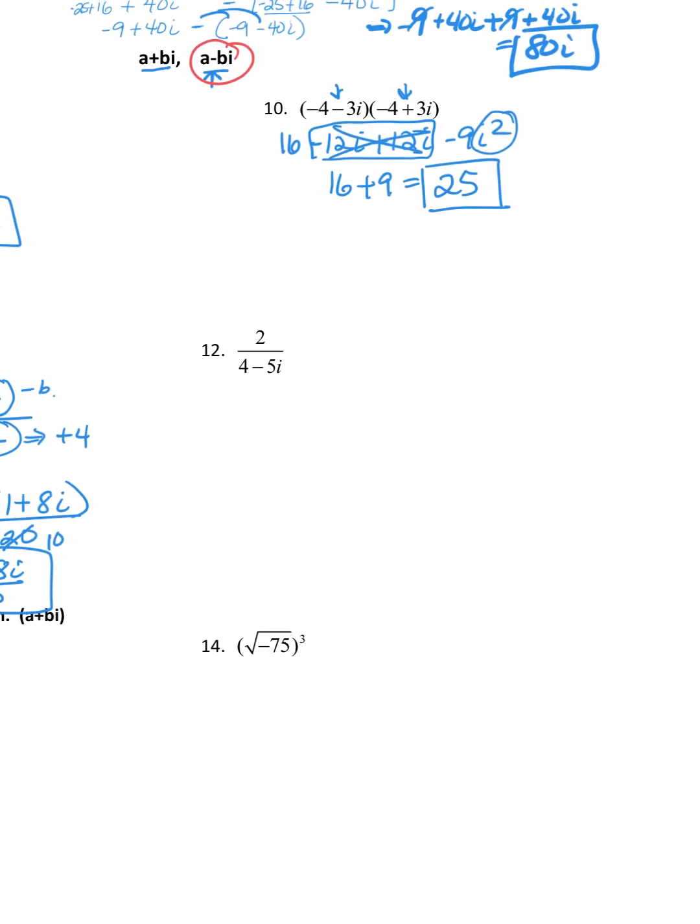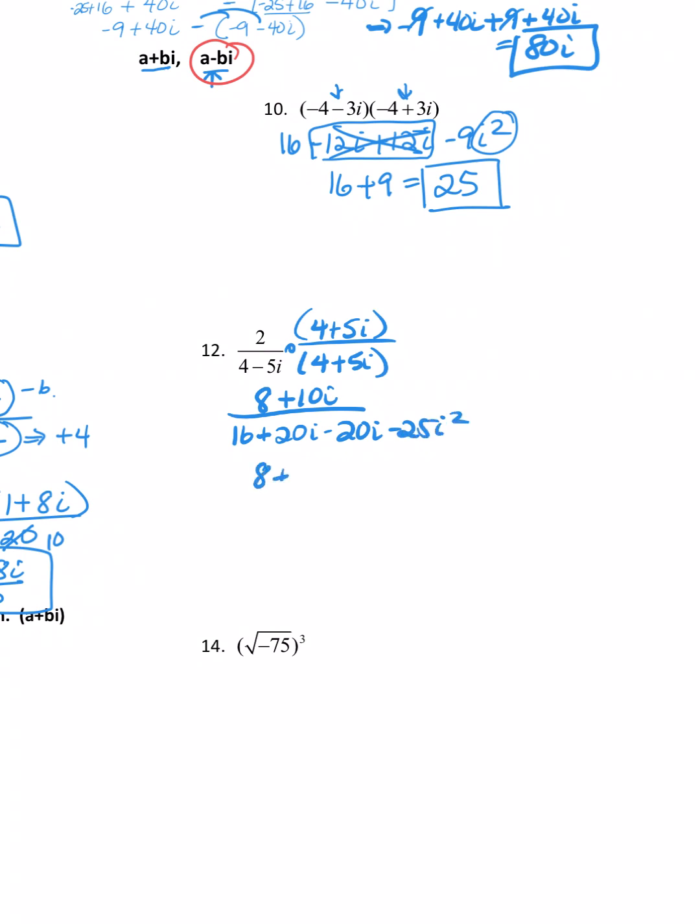Now let's look at number 12. Again, I have to multiply by the complex conjugate to get rid of my negative, but what I do to the bottom, you have to do to the top. It's a funny looking 1. Now when I distribute, on the top I'm distributing anyway, 8 plus 10i. The bottom, I've got to FOIL this, so let's do that. 16 plus 20i minus 20i minus 25i squared.